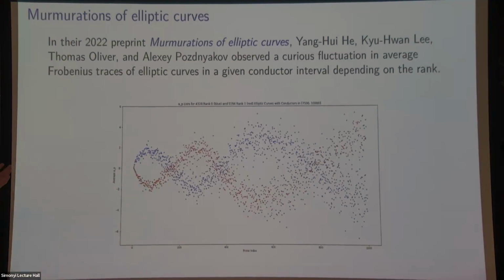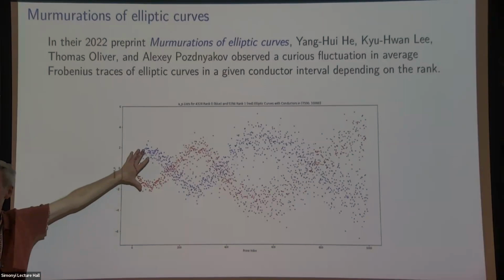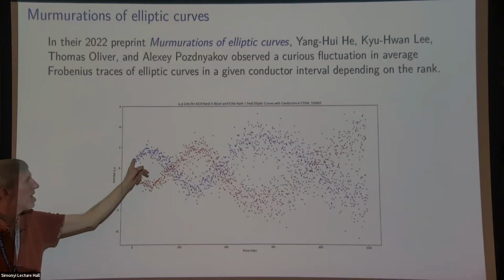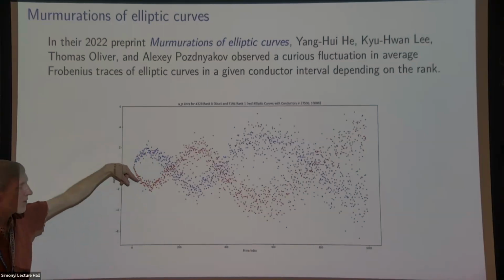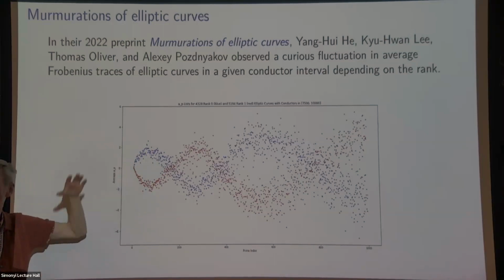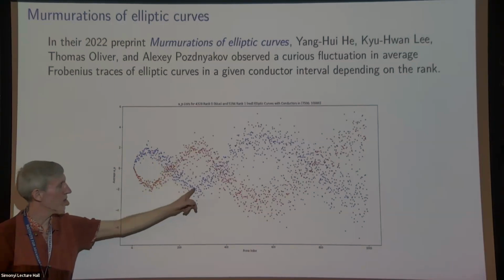And if you think about what we know about BSD, the first part of this picture shouldn't surprise you. You should expect the blue dots to have positive trace, because that means they have fewer points mod p, and you should expect the red dots to have negative trace, meaning they have more. But what's surprising is that they cross over.